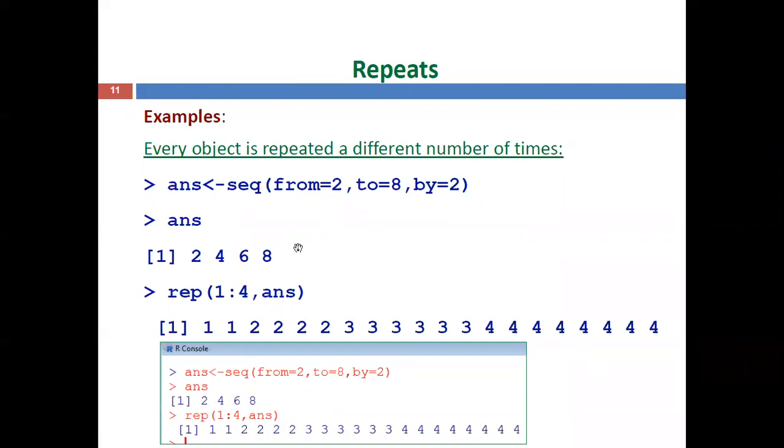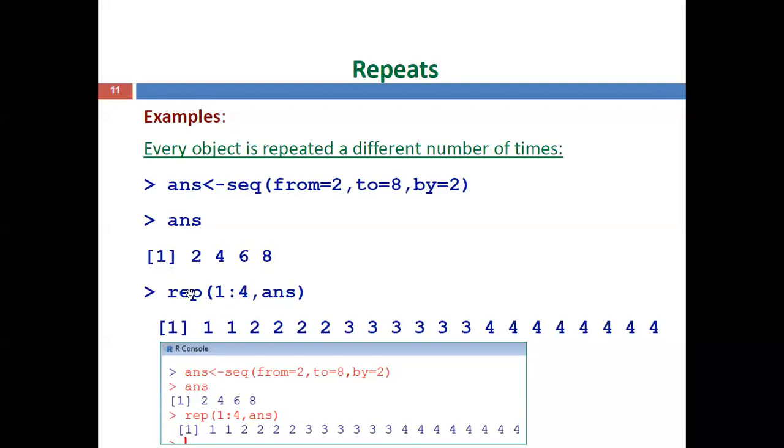Here, by taking a sequence also, you can use this repeat command. We are using a sequence from 2 to 8 with the difference 2, stored in the vector ANS. Now whenever you call ANS, this sequence data is there: 2, 4, 6, 8. Starting with 2, ending with 8, the difference is 2: 2 plus 2 is 4, 4 plus 2 is 6, 6 plus 2 is 8. So this is the data now.